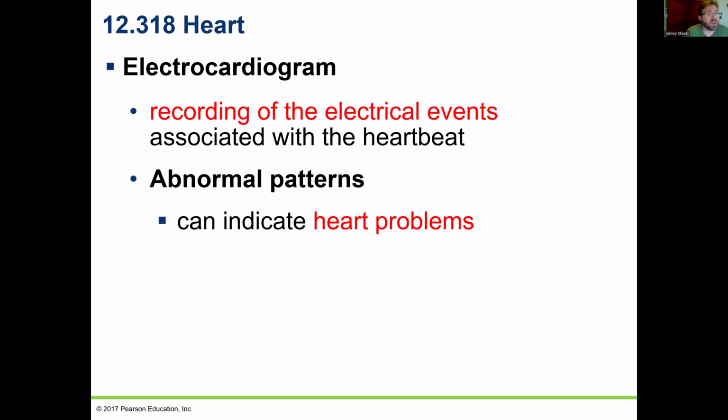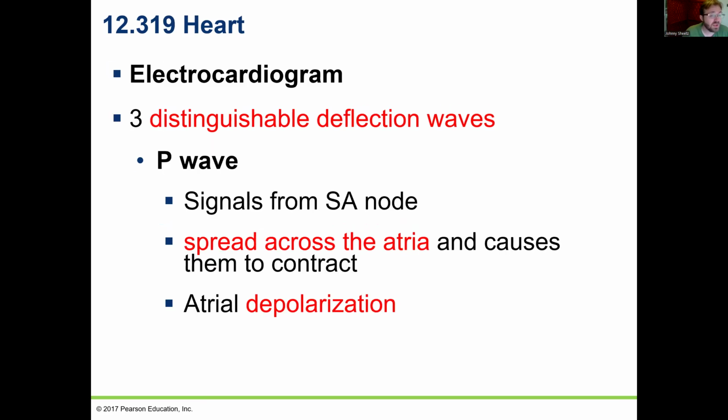Alrighty, so an electrocardiogram is going to be a recording of the electrical events associated with the heartbeat. An irregular heartbeat is one of the early indicators of many, many different health conditions, and so this could be a useful early diagnostic tool. Now, an electrocardiogram is going to be composed of 3 distinguishable deflection waves.